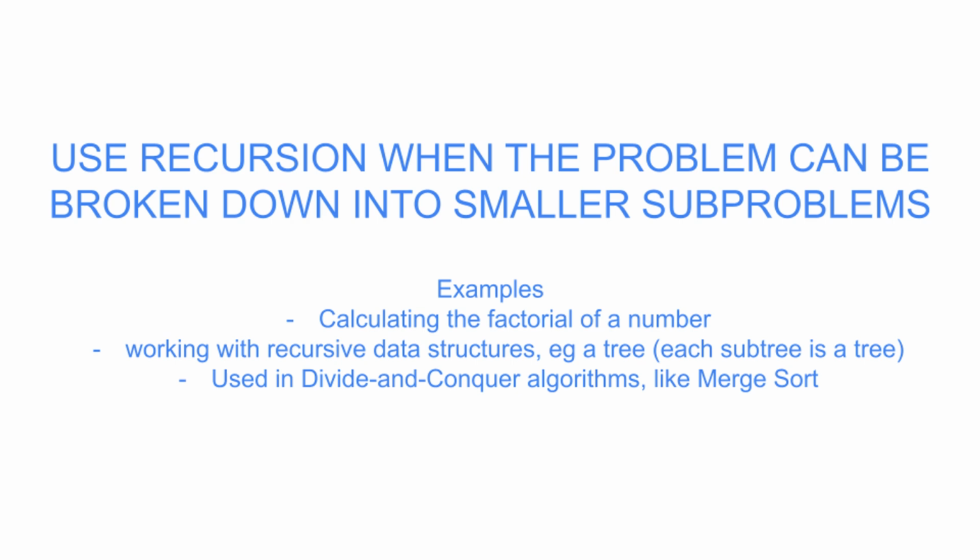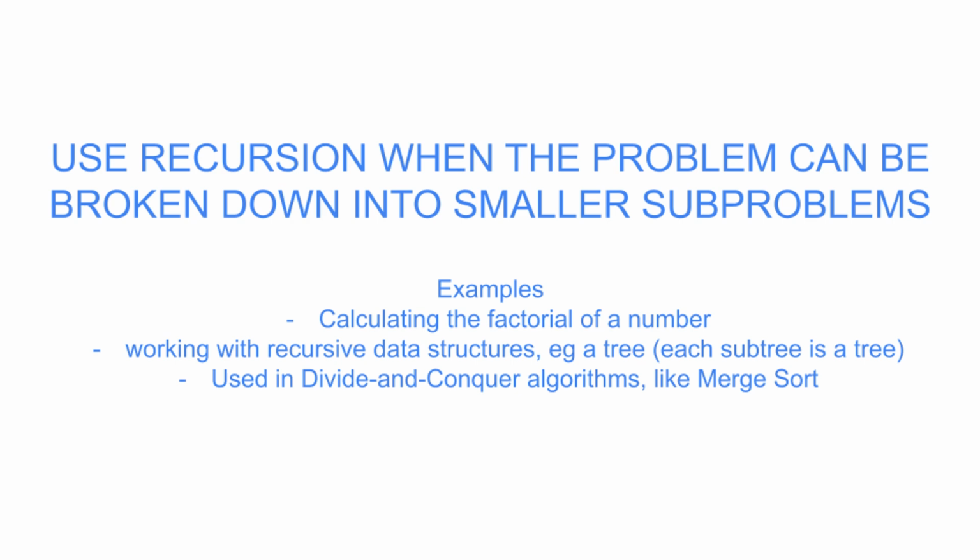Other instances where we could make use of recursion could be when working with data structures that are recursive in nature. And by that, I mean data structures that contain instances of the same data structure. For example, when working with a tree, each subtree in a tree is also a tree. Or when working with a linked list, each node in that linked list could also be another linked list. So we could use recursion to traverse a tree or a linked list because we can divide that data structure into smaller parts of the same problem.